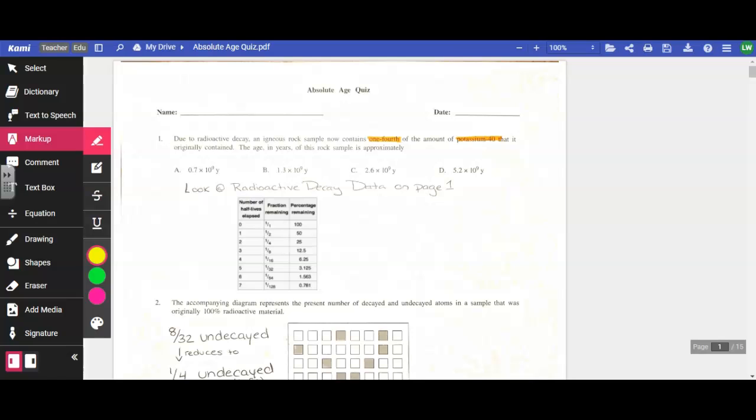Okay, so first you definitely want to take a look at the radioactive decay data on the first page of your reference table and look at potassium-40 to kind of give you an idea of what that half-life equation looks like. But then also keep in mind, you have to figure out how many half-lives have passed at this point. You have 1/4 of the amount of potassium-40 that it originally contained. So how many half-lives have passed at this point? I put a little chart on here that you can use if you want to, in order to give you a better idea.